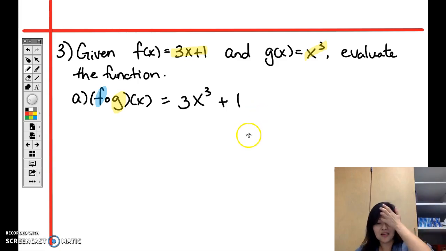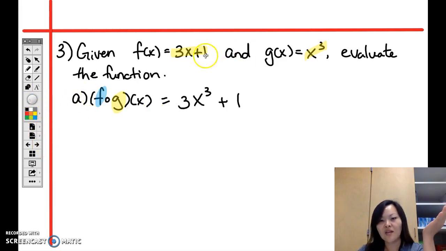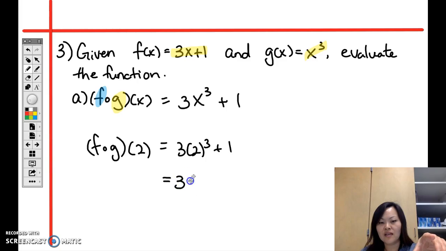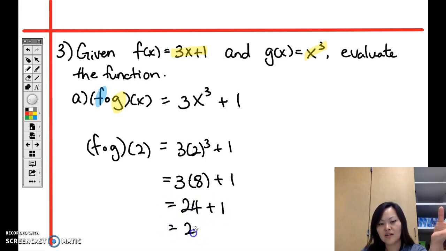All right? So now let's move on to the next one. Oh, I forgot to add something. What if you had something like f of g of 2 instead? So instead of just x, we have to plug in a number. So then all you have to do is plug in the 2 into the x. It's too easy, right? So it's 3 times 2 to the third power plus 1, which would give you 3 times 2 times 2 times 2 is 8, so 3 times 8 is 24, plus 1, your answer will be 25.